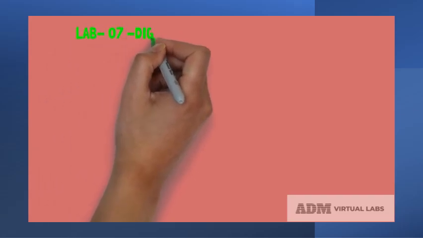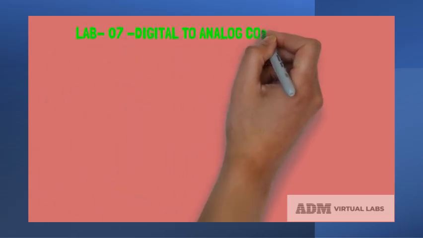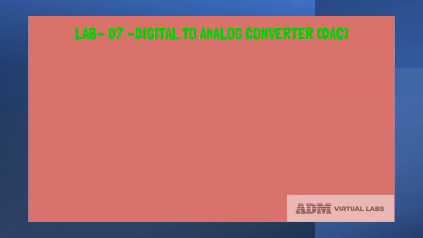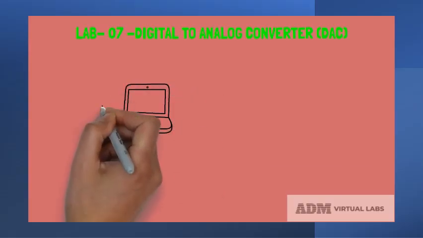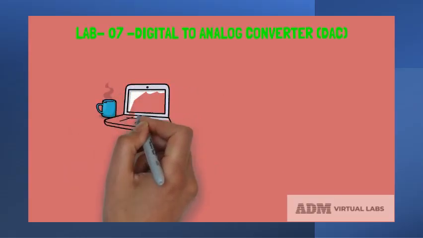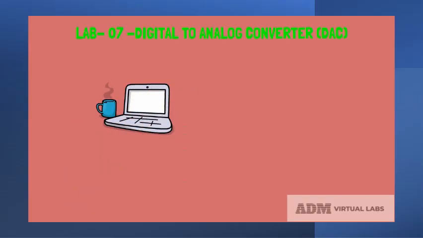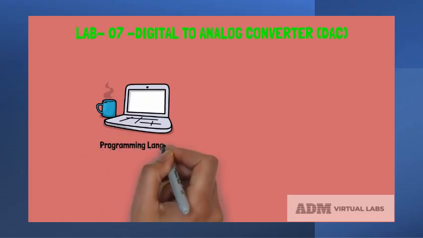Hi, welcome to our 7th training session, where we will demonstrate how to configure the 10-bit digital to analog converter to output a positive ramp. Any embedded system project involves 3 important steps.